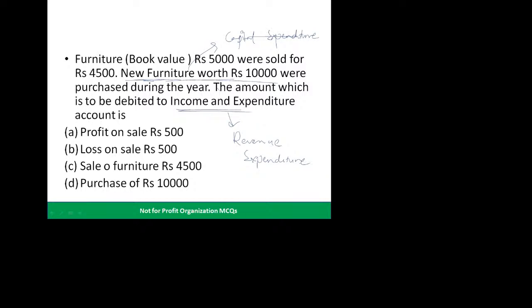So the amount of loss that we got is 5,000 minus 4,500, which is 500, right? It will be transferred to the income and expenditure account. Losses and expenses will be transferred to the debit side of the income and expenditure account. So option B. Next.